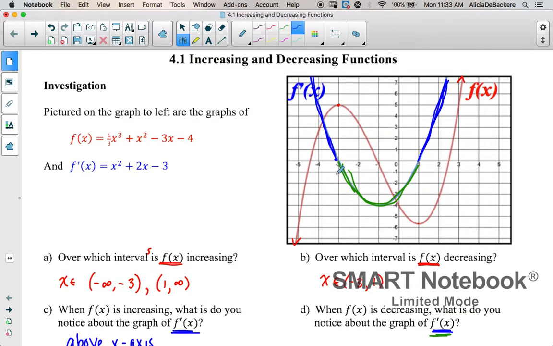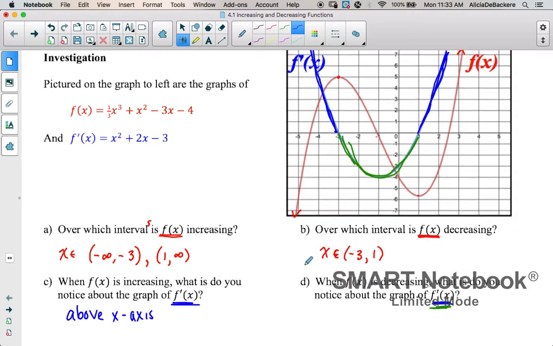Now, for the middle piece here, what I notice is on my original graph, when I'm decreasing on my original graph, the derivative graph is below the x-axis.